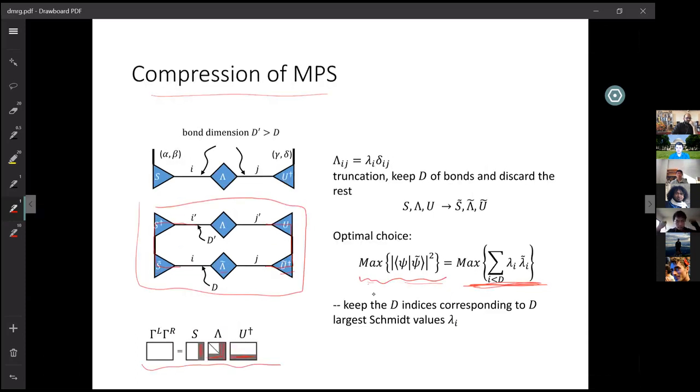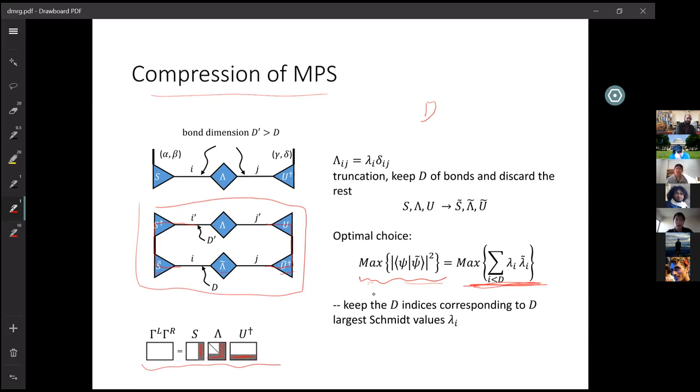So let me see if I understand. You choose some value of D, and then you pick the D largest eigenvalues. Right, so D is previously chosen and kept fixed throughout the algorithm.